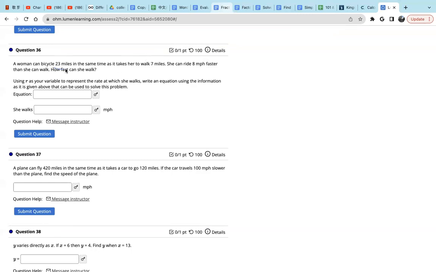A woman bicycled 23 miles in the same time as she walked 7 miles. She can ride 8 miles per hour faster than she walked, exactly the same as before, right? So 23 miles divided by time, because it's the same time, this is the keyword, same time, minus 7 miles takes time t, that becomes the speed of walking, equals 8 miles per hour, because this one is faster than this one by 8.